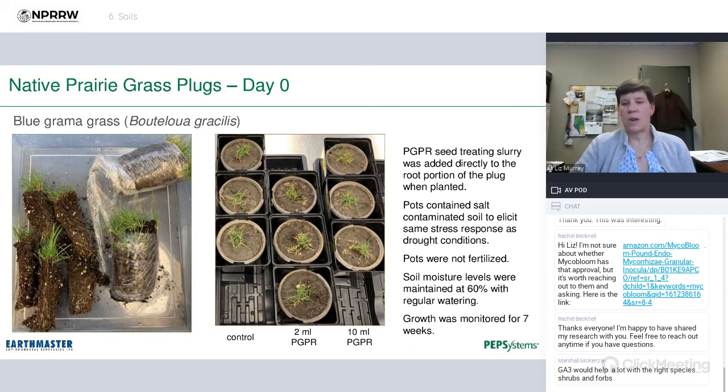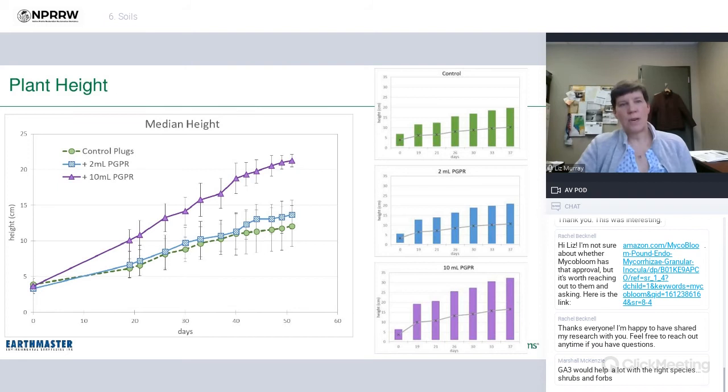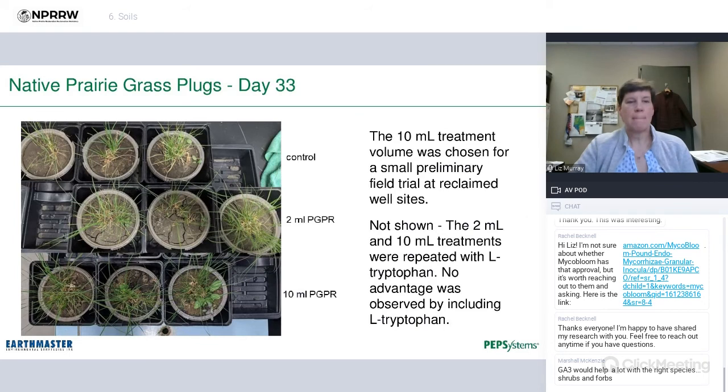And I just want to stress these are a small number of preliminary studies, but they were quite encouraging. So we were looking at a plant height measurement as an idea of whether we would be able to increase biomass. We had 2 different concentrations or amounts of PGPR, and you can see that there's a definite advantage to growing with 10 mils of PGPR added to the plugs when they were planted in the high salinity soil. And that's what they look like as they grew.